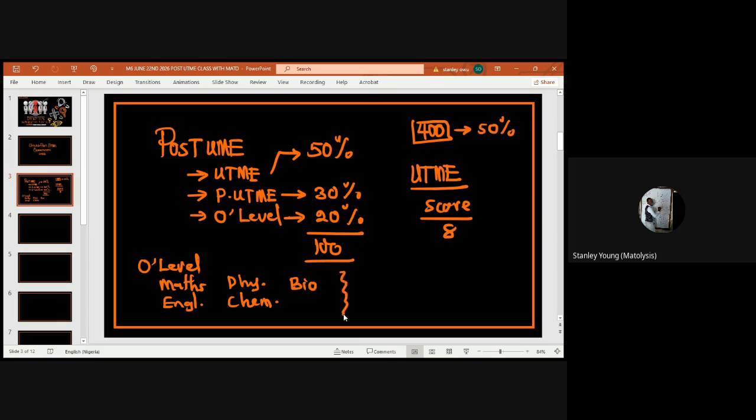For a non-science student, maths and English must always be there. So you must have at least a credit pass in math and English. Then you can have the likes of economics, government, commerce. Depending on the course you're doing, you can have literature if, for instance, it's an art student. Okay, and what does 20% imply for O level?